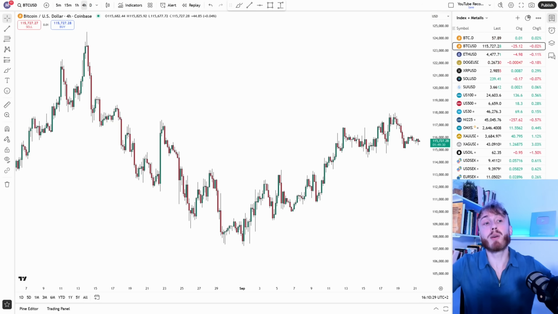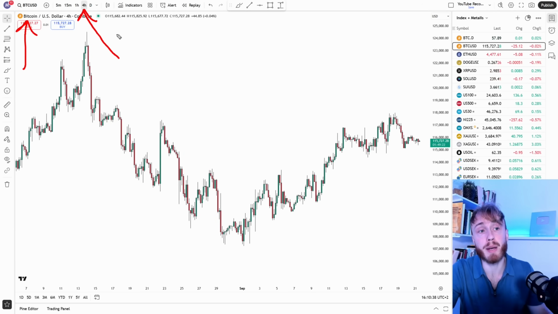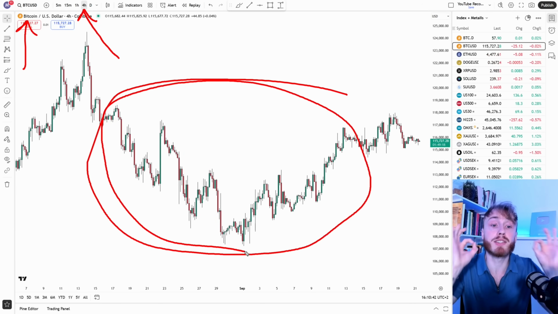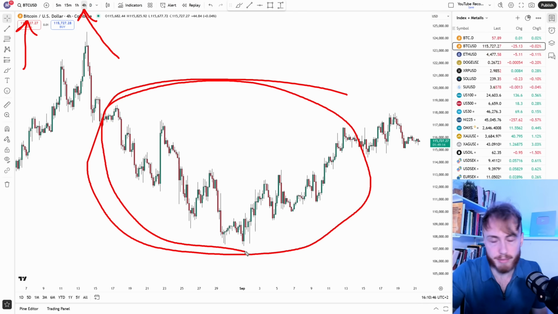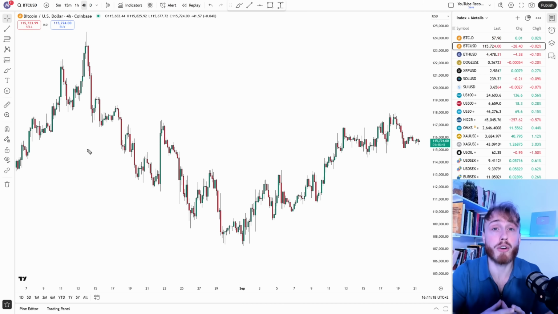Alright, so right now we are in TradingView and we are looking here at Bitcoin, as you can see up here, and we are on the 4-hour time frame, which means that every candlestick on this chart represents 4 hours. But the RSI indicator can be used on pretty much all time frames. You can use it on the 4 hour, 1 hour, 15 minute, even 5 minute, and so on and so on.